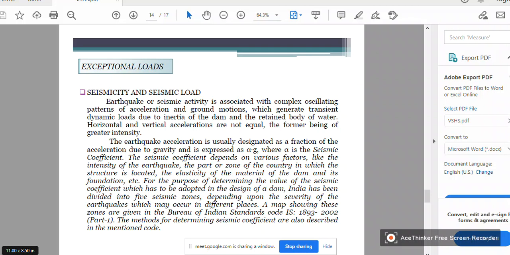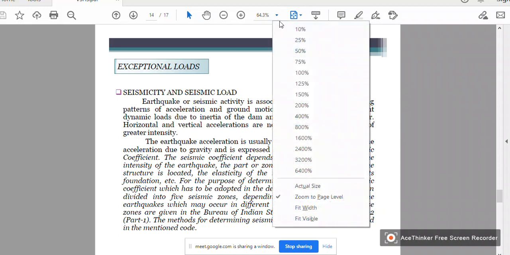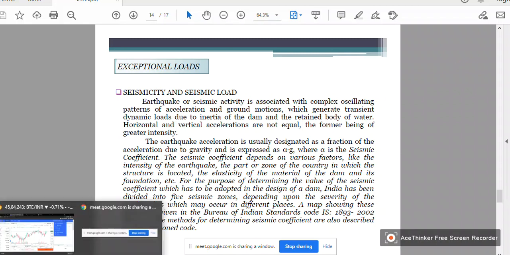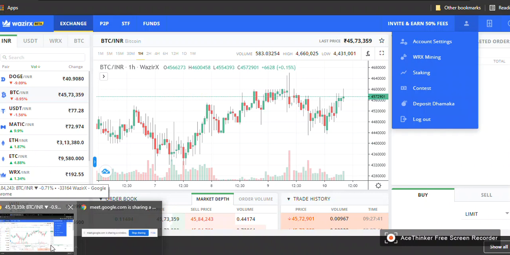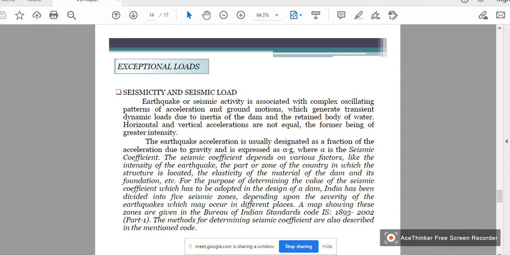The vibrations will also come into the dam itself, through the earth. The horizontal and vertical accelerations are not equal, the former being of greater intensity. The vertical acceleration means the body weight, and the horizontal acceleration means that due to the earthquake. These two are not equal, then the vibration will come into action.